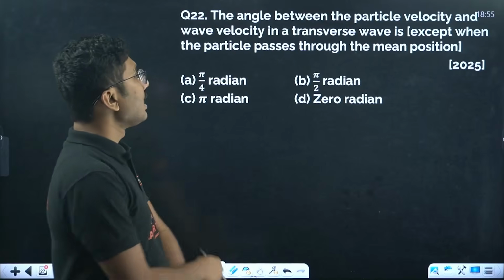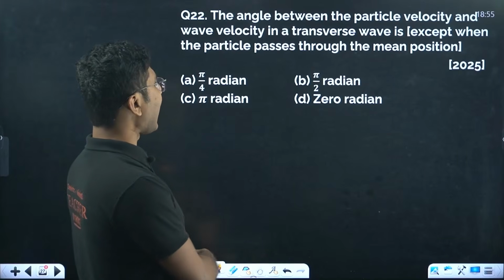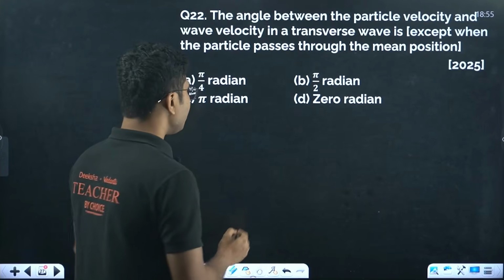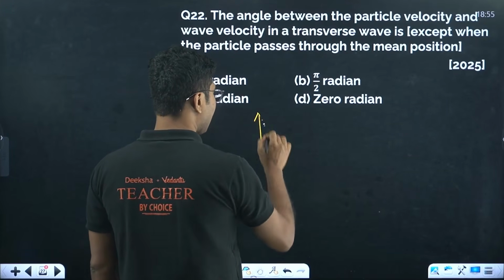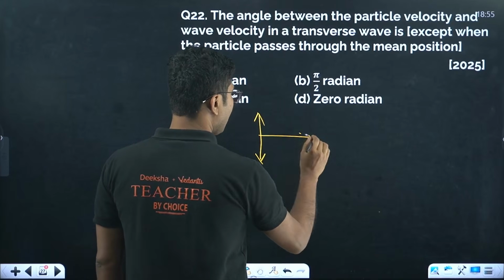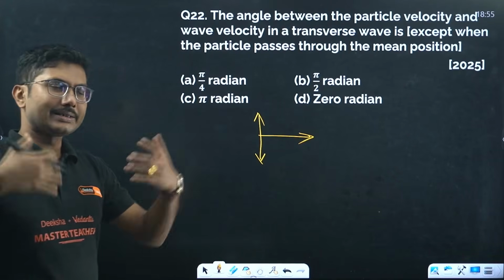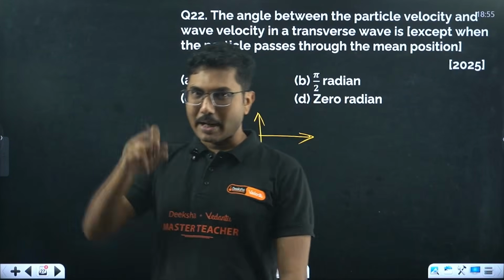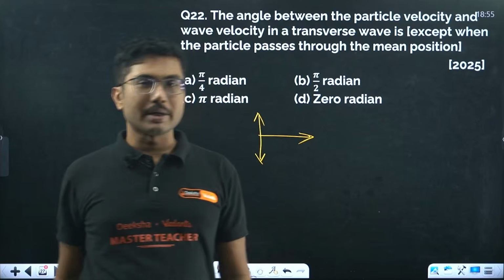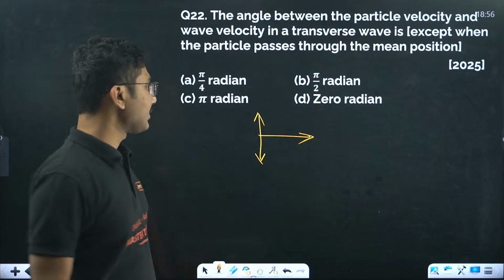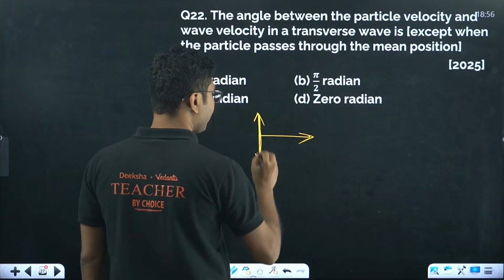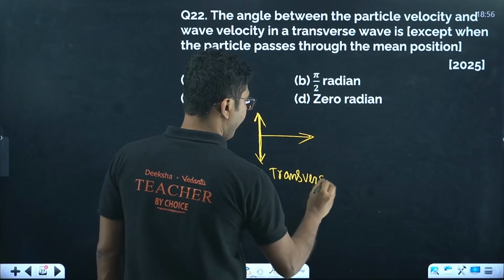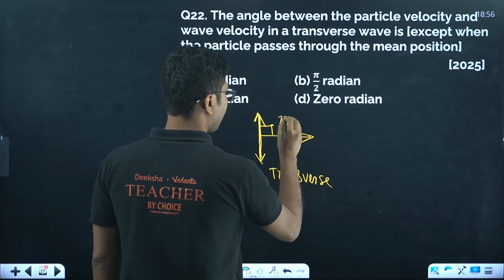Next question. I think this is the last question: the angle between particle velocity and wave velocity in a transverse wave. In a transverse wave, as I mentioned, particles vibrate in this direction and the wave propagates in the perpendicular direction. An example is a light wave. In the string that I have shown, the particles vibrate like this and the wave propagates in the perpendicular direction. So for a transverse wave the angle is 90 degrees or pi by 2.